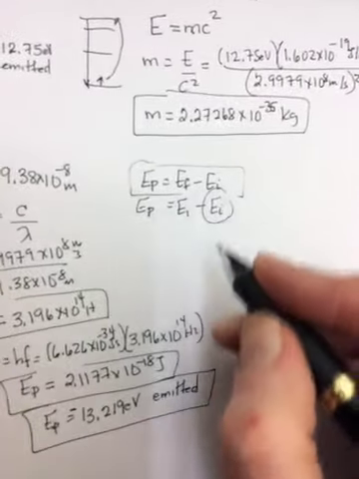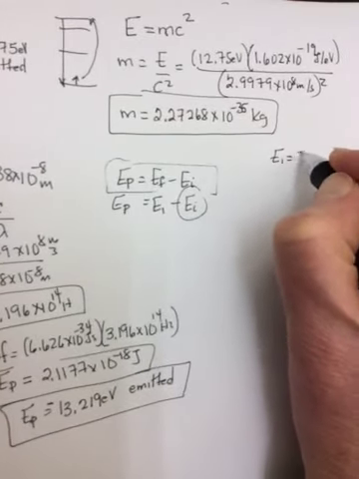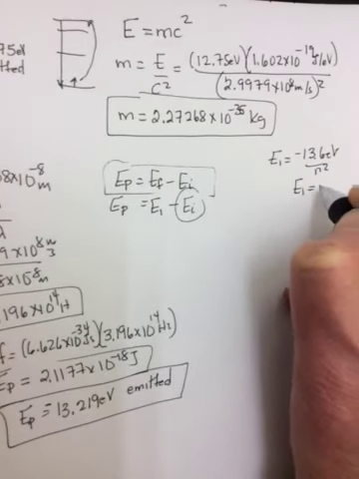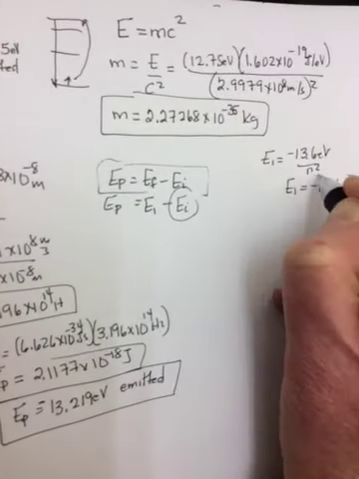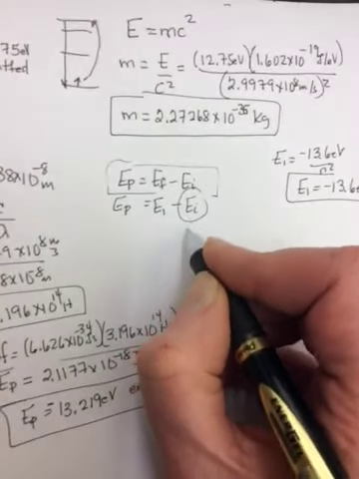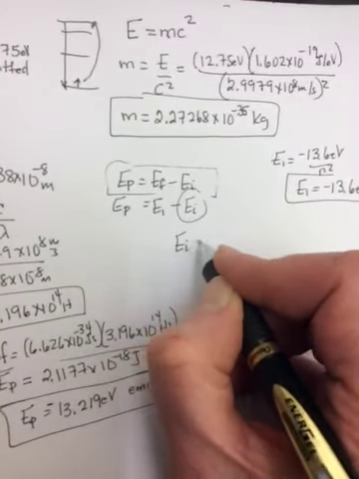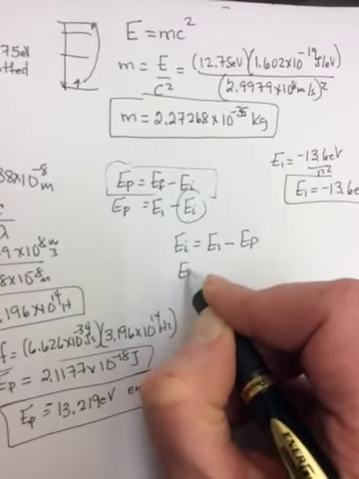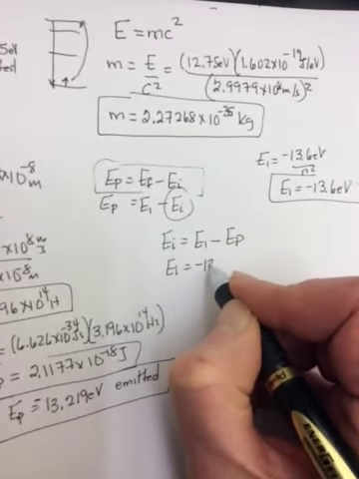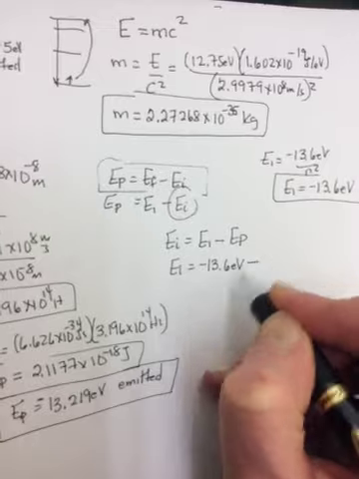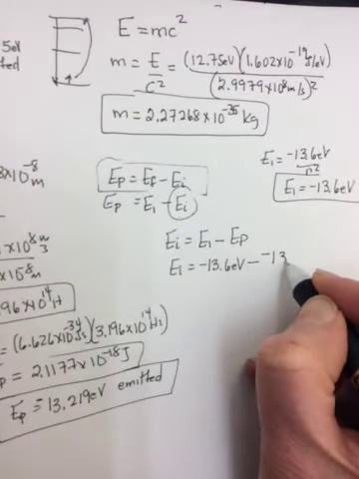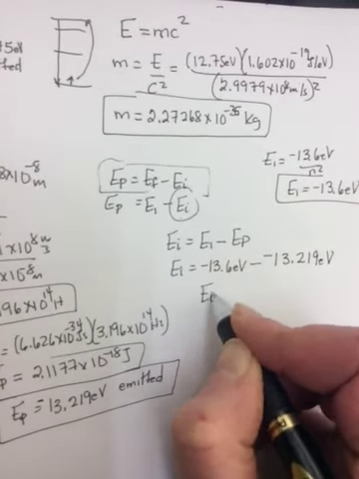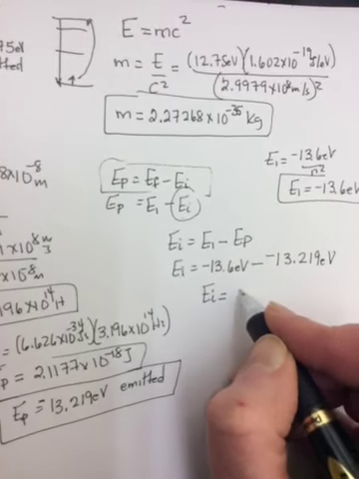So now it ends up in the ground state, E_1, negative 13.6 electron volts over n squared. So E_1 is just negative 13.6 electron volts. Okay, so now we're looking for E_i. So rearrange: E_i is going to equal E_1 minus E_p. So E_i equals E_1, negative 13.6 electron volts, minus E_p, negative 13.219 electron volts.